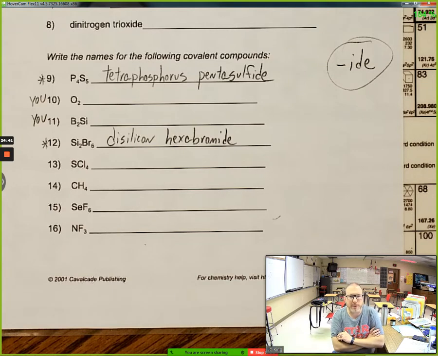Haley Jones, you're very close with number 11. Not quite. Forgot one little piece. There it is. Yeah. Absolutely right, because you've just got one of those silicons right there. So it would be diboron monosilicide.